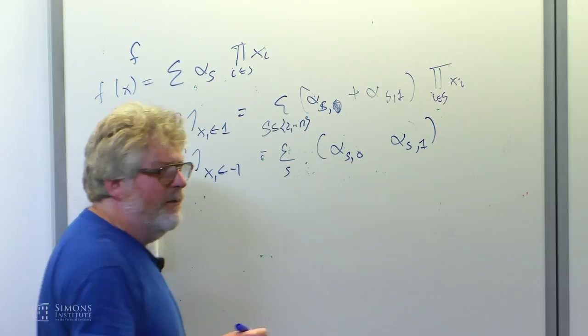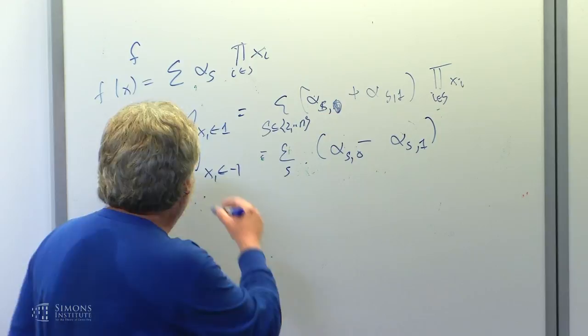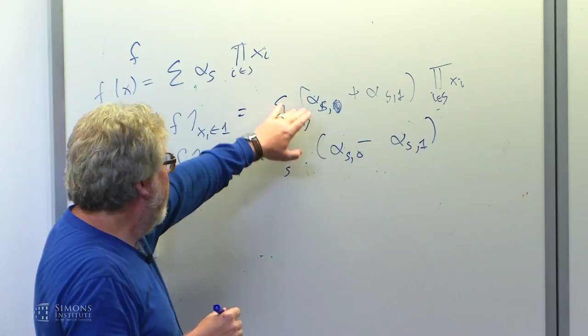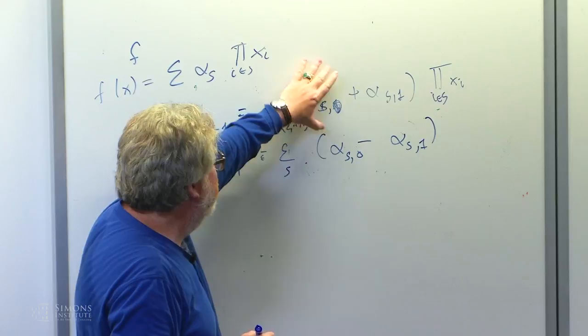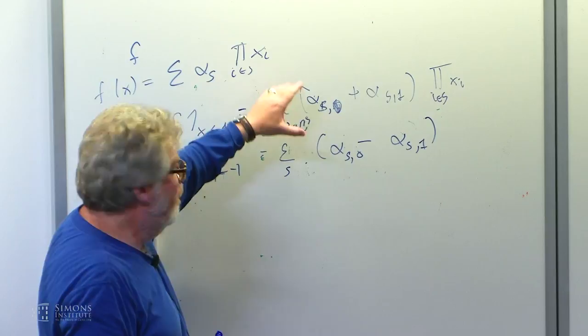Minus. Okay. And then the nice thing is, let's look at what happens. This happens with probability a half. This happens with probability a half. So let's look at the average square of the Fourier coefficient. Well, you get a half of this squared. You get this squared plus twice the product plus this squared. Same thing, except minus. So you get two squares, and then each one half.